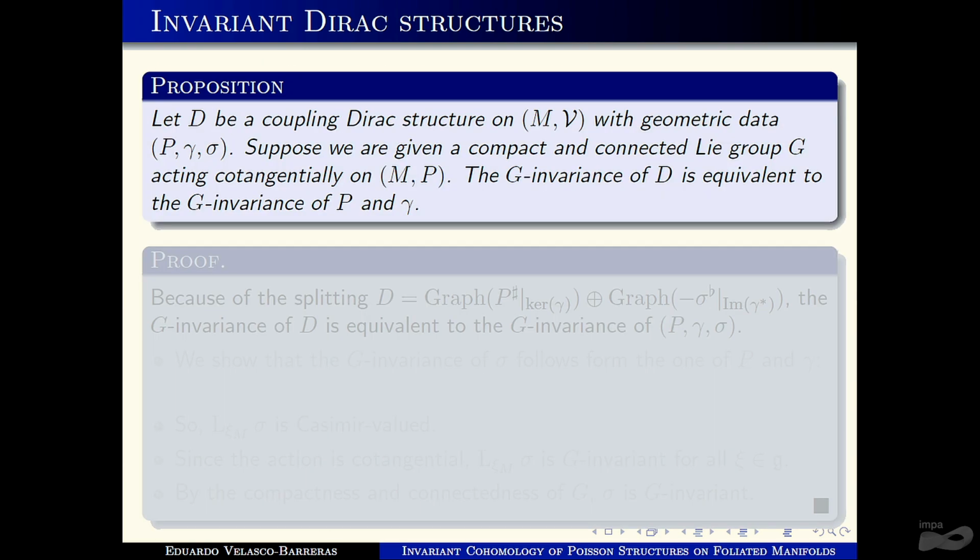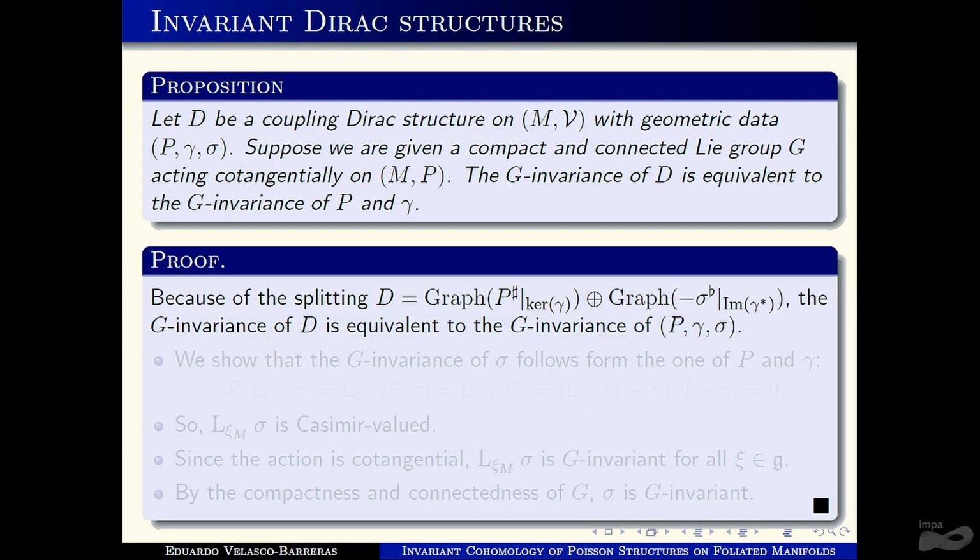So here we have the following result, which simply says the following. If we have a coupling Dirac structure with associated geometric data P, gamma, and sigma, then the Dirac structure is G-invariant if and only if P and gamma are both invariant. In general, we would need sigma to be also G-invariant, but by the previous relations, we can show that the G-invariance of sigma follows from the G-invariance of P and gamma.